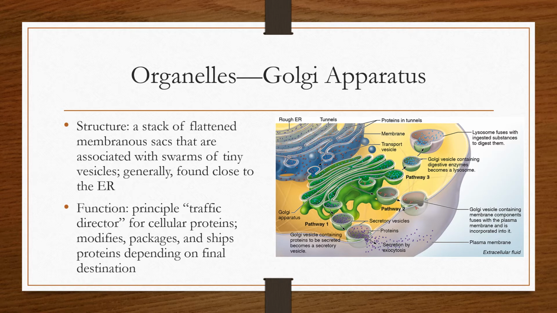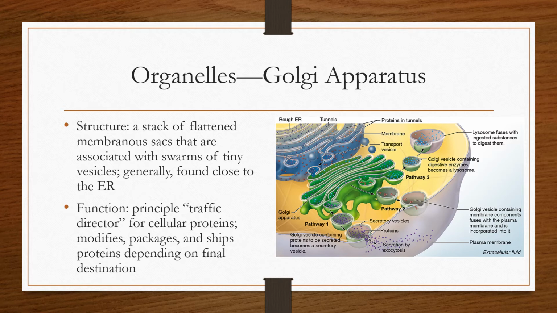You can see in the image that protein-containing transport vesicles pinch off of the rough ER and migrate to fuse with the Golgi apparatus. As they travel through the Golgi apparatus, they are sorted and slightly modified if necessary, and then packaged within secretory vesicles. These vesicles then leave the Golgi apparatus and head to various destinations. There's 3 pathways shown here. Pathway 1, Golgi vesicle containing proteins to be secreted becomes a secretory vesicle.